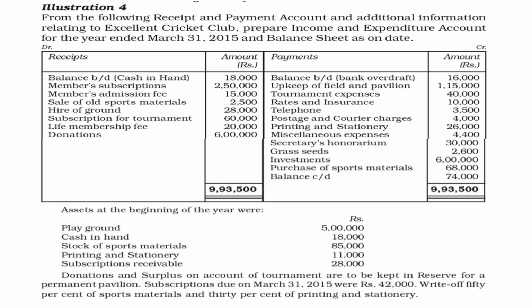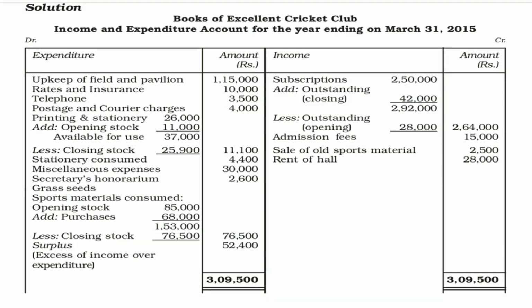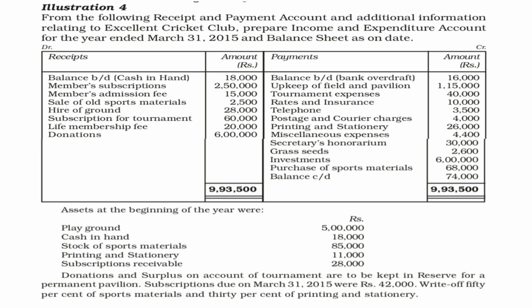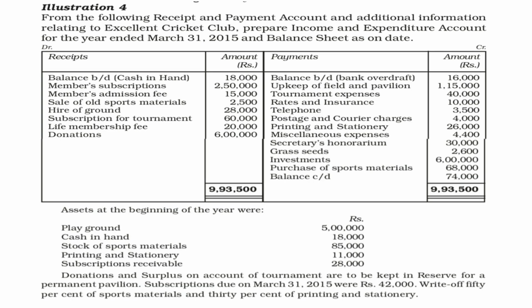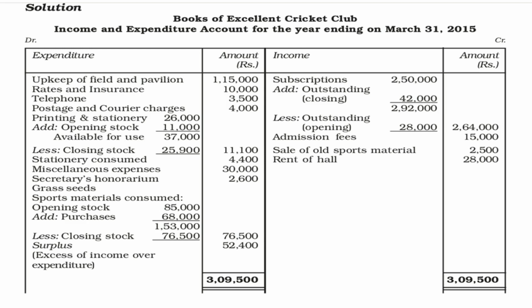The next item, miscellaneous expenses, is an item of expenditure taken on the expenditure side of the income and expenditure account. But from there onwards, there is a printing mistake in the order of the figures given in your book answer. The next item, secretary's honorarium, is an item of expenditure taken on the expenditure side of the income and expenditure account. The next, it is grass seeds. It is an amount paid for purchasing the grass seeds, is an item of expenditure taken on the expenditure side of the income and expenditure account.